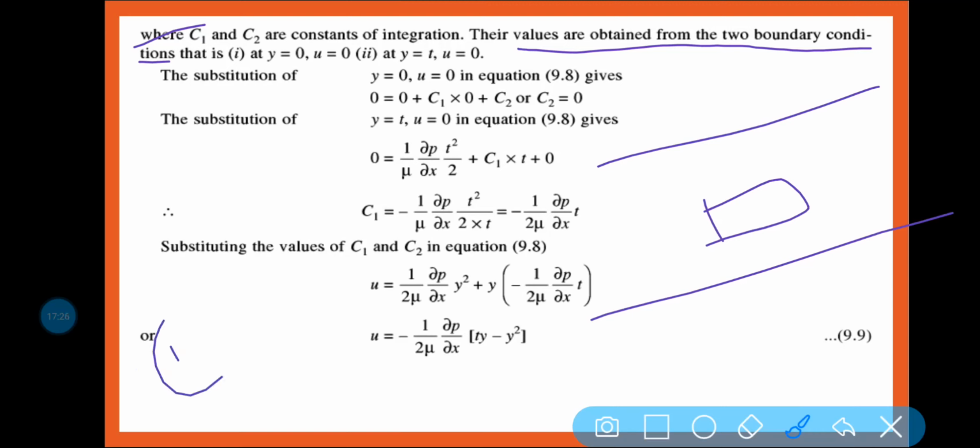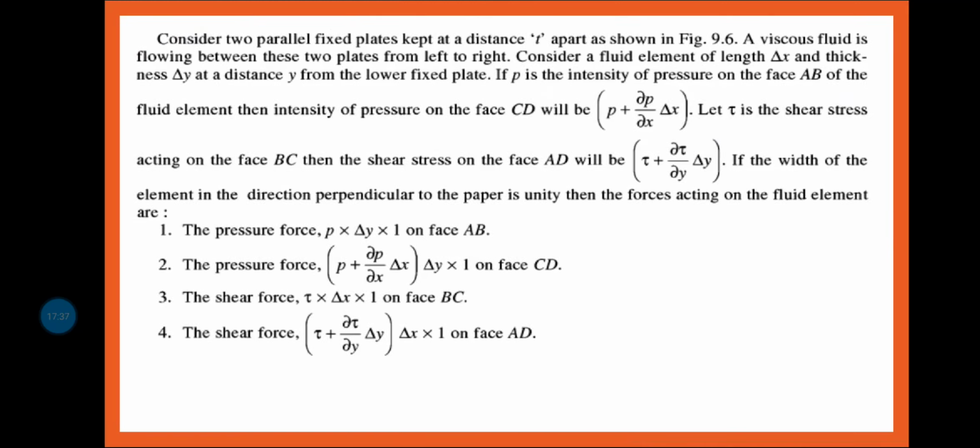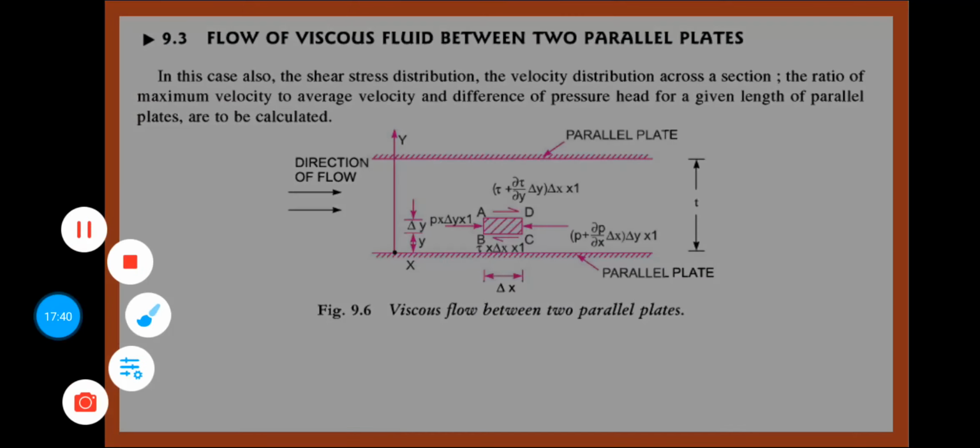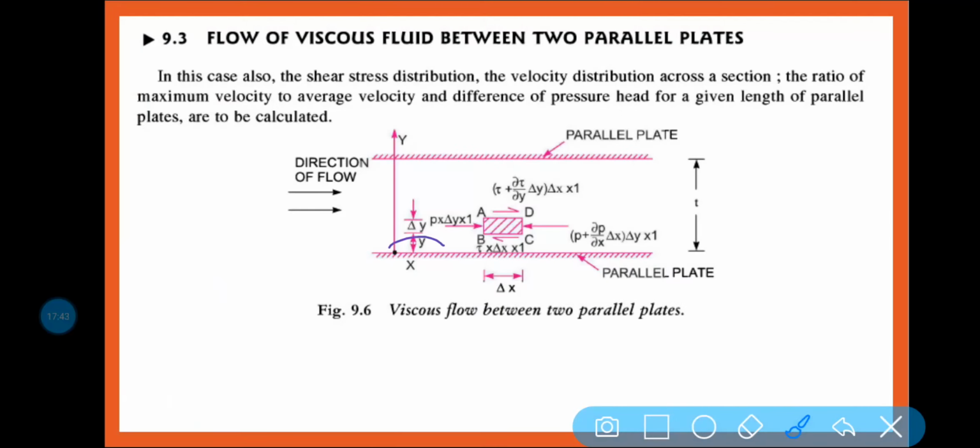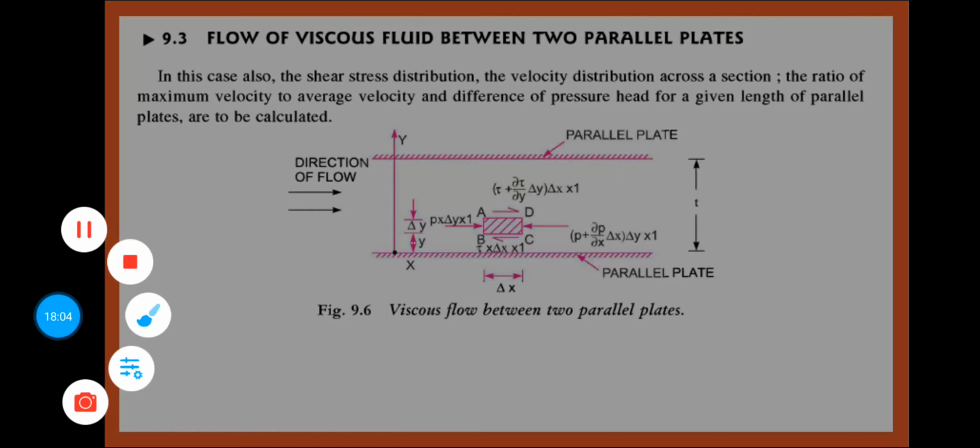Number one: y is equal to 0. When y is equal to 0, then u is equal to 0, because y equal to 0 lies on the lower plate, the fixed plate. At this point the velocity of the fluid will be 0, because at the wall of the pipe or plate the velocity will be 0. So at y is equal to 0, u is equal to 0.